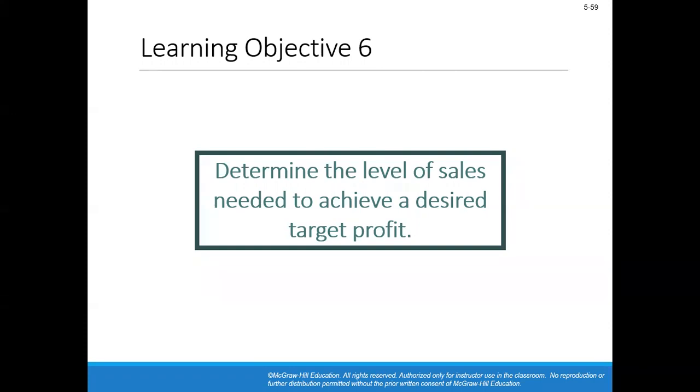we would like to see whether it is possible that I have a target amount of profit, and I want to know how many units of my products need to be sold for getting that target profit. That is the question asked in learning objective 6 you are watching on the slide. So we are interested to know the level of sales to achieve a desired level of profit.